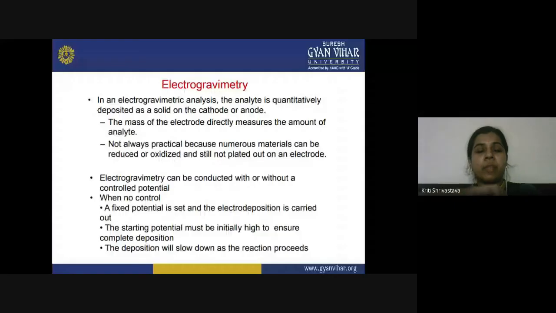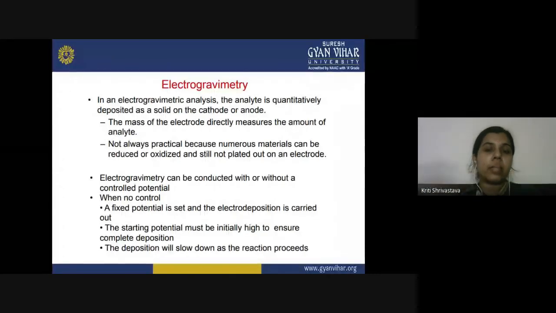Now, it is not always practical, because numerous materials can be reduced or oxidized and still not plated out on an electrode. So actually, this technique has this limitation that it is practically possible only when your analyte is completely depositing itself on the electrode surface. If that deposition is not complete, then you cannot use this technique.